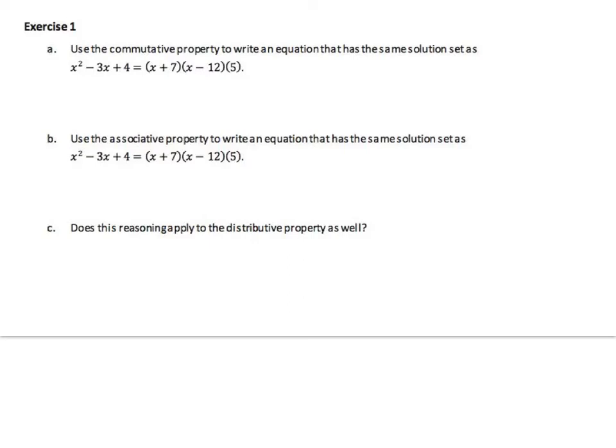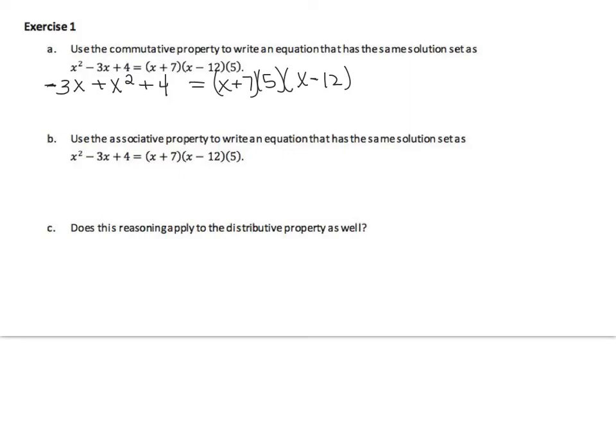Okay, let's move into our first exercise. Use the commutative property to write an equation that has the same solution set as given. So the commutative property means that I'm going to rearrange a few things, right? Let's see. If I do negative 3x plus x squared plus 4, I just rearranged it. X plus 7, rearrange this one, 5, and x minus 12. Those have the same solution set because all I did was rearrange the equations. I didn't change anything.